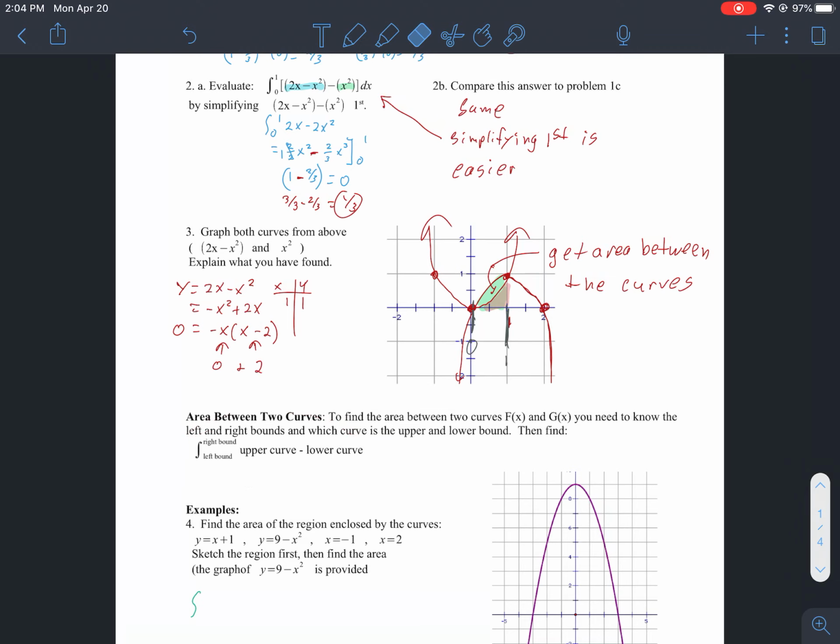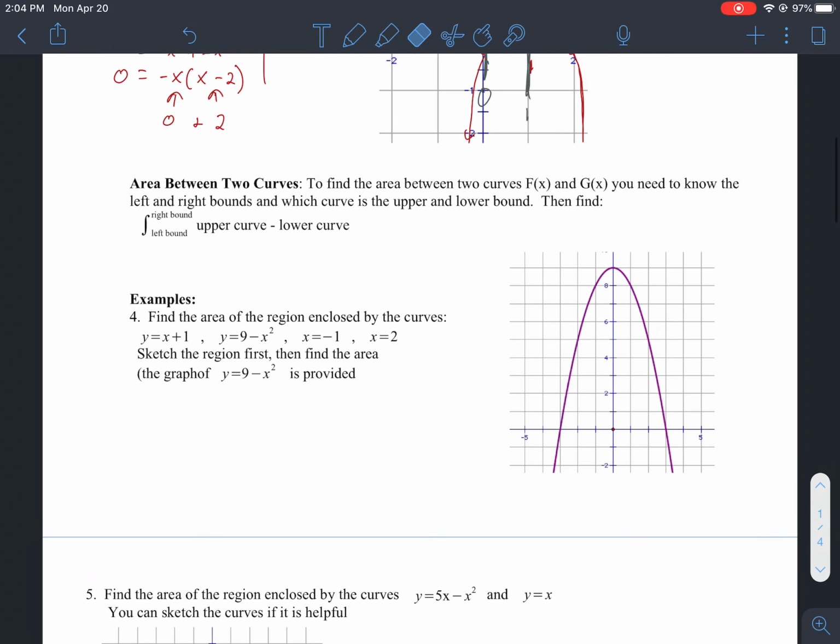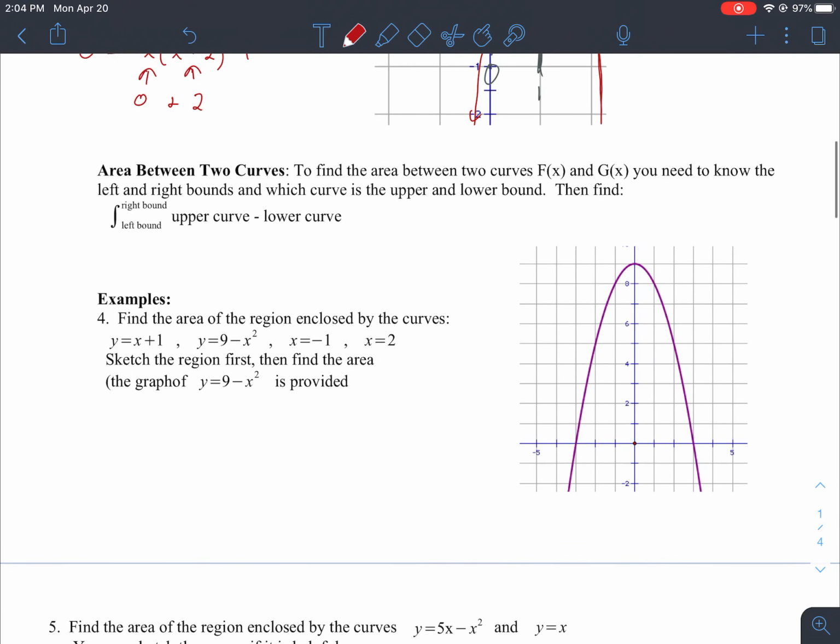Okay, let's try it. So y equals x plus 1. That's a line. Plus 1 is the y-intercept and 1 is the slope. So it's right here.